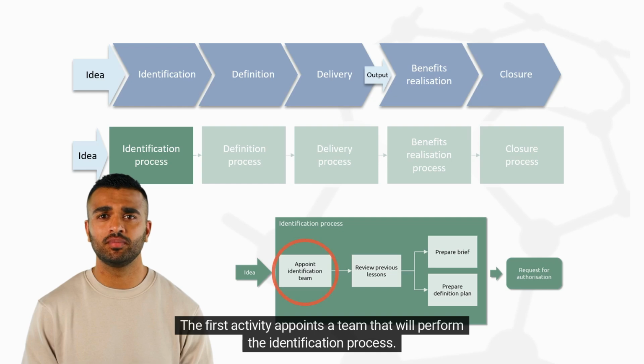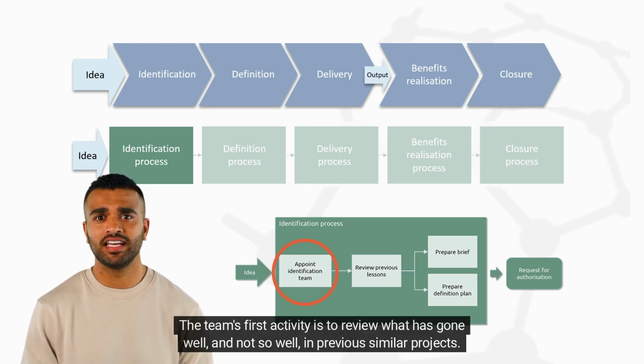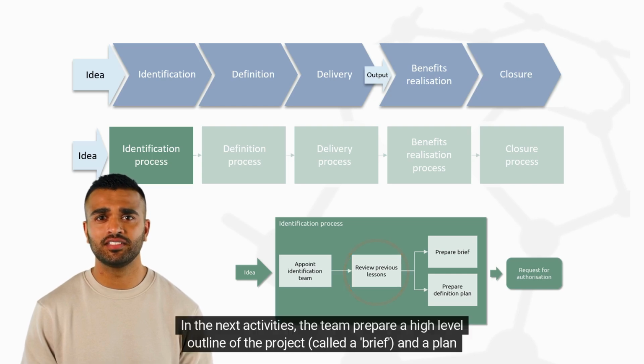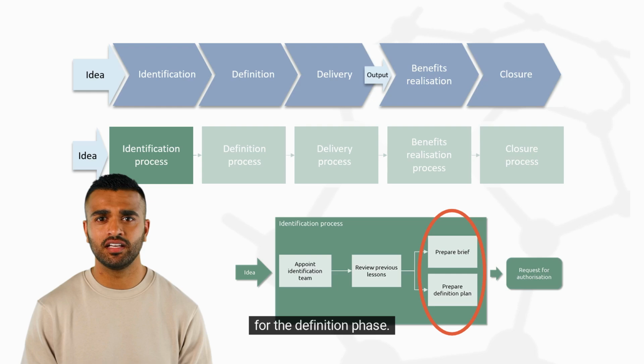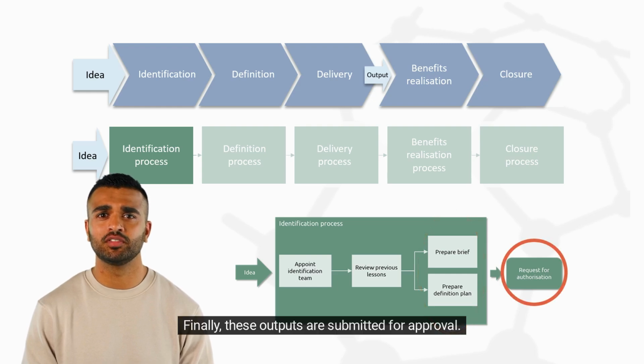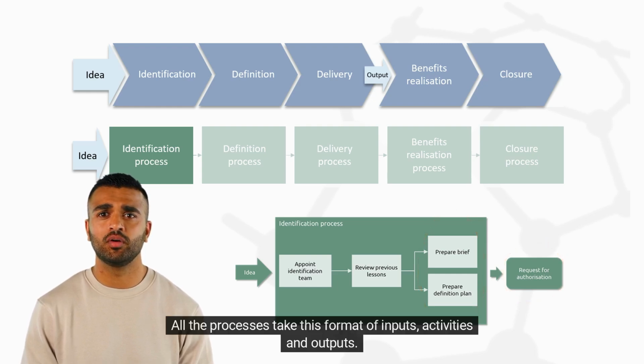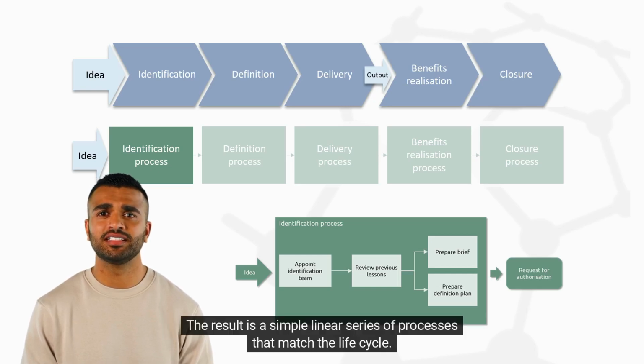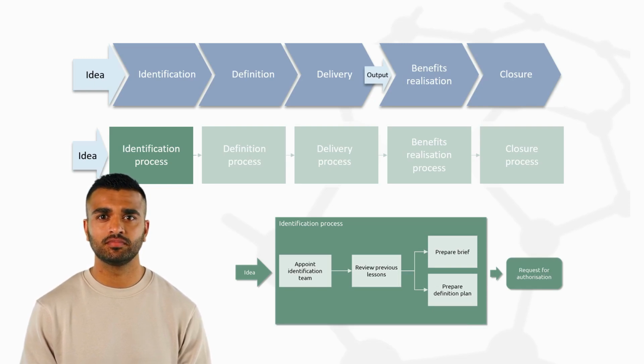The first activity appoints a team that will perform the identification process. The team's first activity is to review what has gone well and not so well in previous similar projects. In the next activities, the team prepare a high-level outline of the project, called a brief, and a plan for the definition phase. Finally, these outputs are submitted for approval. All the processes take this format of inputs, activities, and outputs. The result is a simple linear series of processes that match the life cycle.